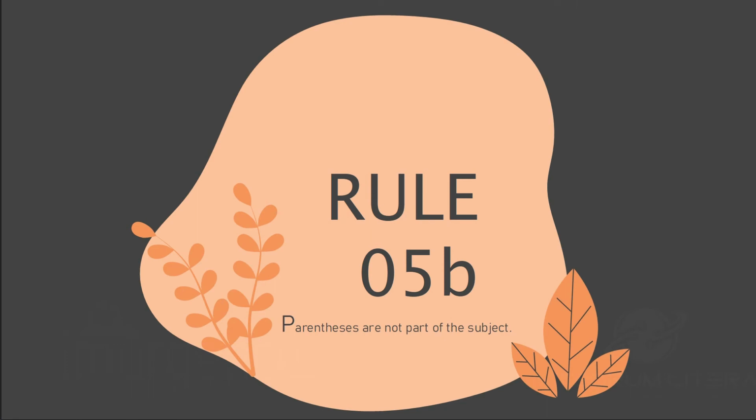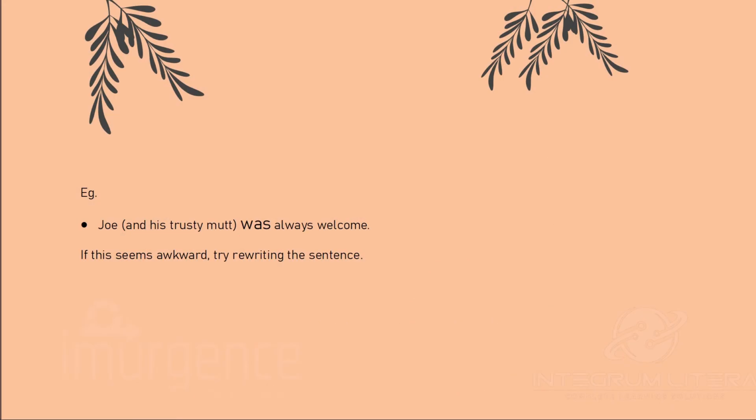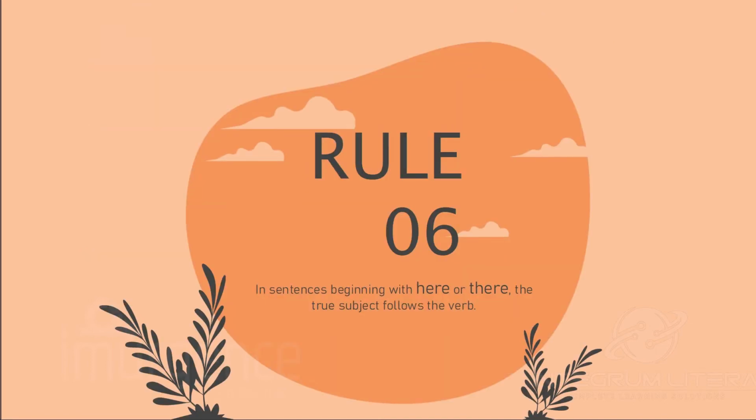So 5b is nothing but whenever a parenthesis is not part of the subject. So pretty much when you're making a sentence, Joe (and his brother) was always welcome. If this seems awkward, try rewriting the sentence. So basically, in the sentence, you just don't consider the parenthesis as a part of the subject. Rule number 6, in sentences beginning with here or there, the true subject follows the verb.